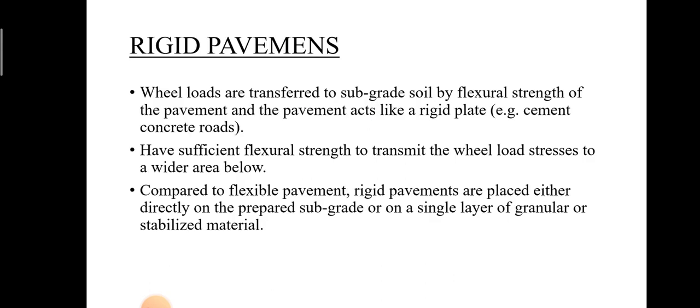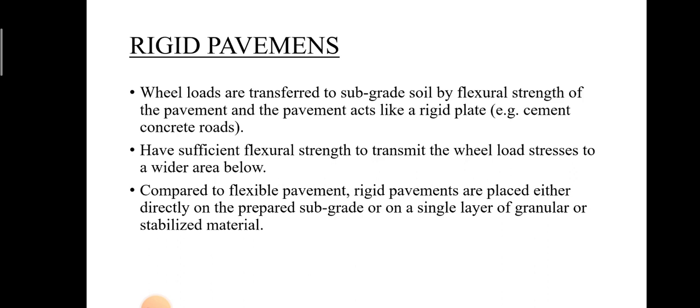Then rigid pavement. In this type of pavement, wheel loads are transferred to the subgrade soil by flexural strength of the pavement, and the pavement acts like a rigid plate. Example, cement concrete road. It has sufficient flexural strength to transmit the wheel load stresses to a wider area below.